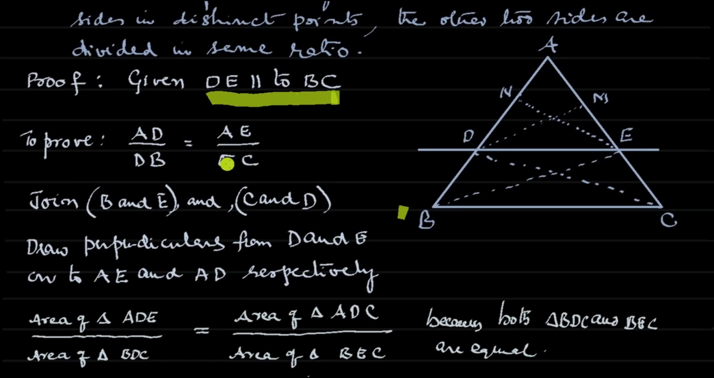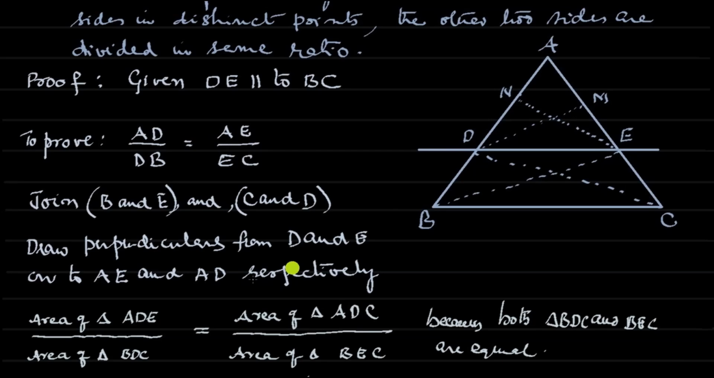Given that DE is parallel to BC. We have to prove AD by DB equal to AE by EC. Now, construction. D is a point, E is a point, right? Join BE, join CD, and draw perpendiculars in this triangle to the opposite side. DM is perpendicular to AE, and EN is perpendicular to AD. This is the construction. Okay.